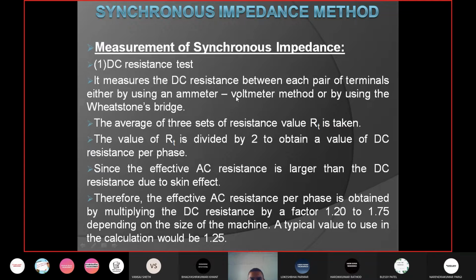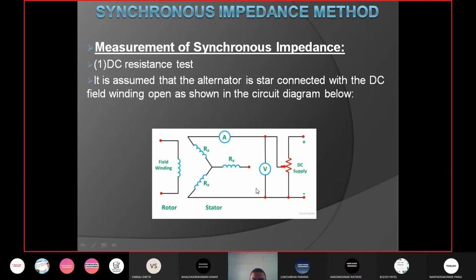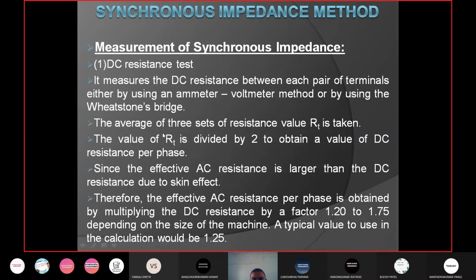We have to measure the DC resistance between each pair of terminals. So here it is these two terminals, then measure the resistance between these two terminals, then between these two terminals. So this is the first pair of terminals, this is the second pair, and this is the third pair. After measuring, we have to take the average value of these three readings, that is known as RT.